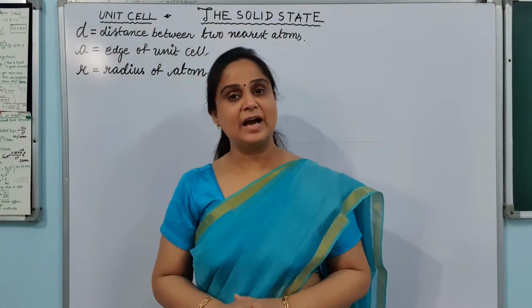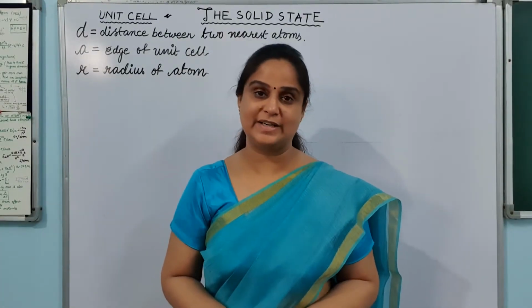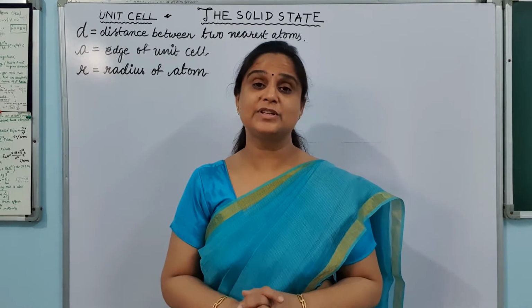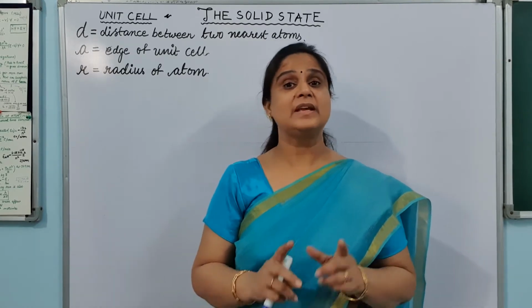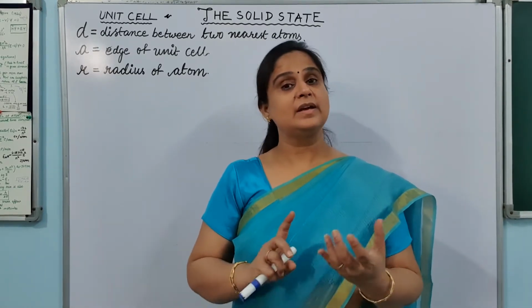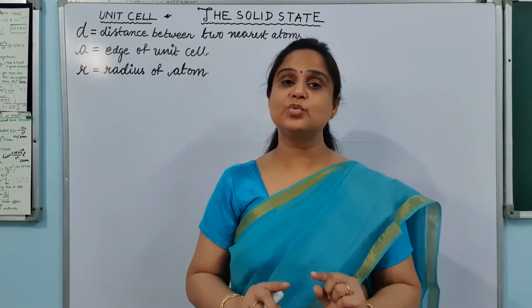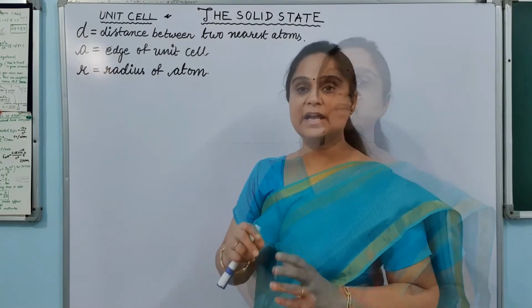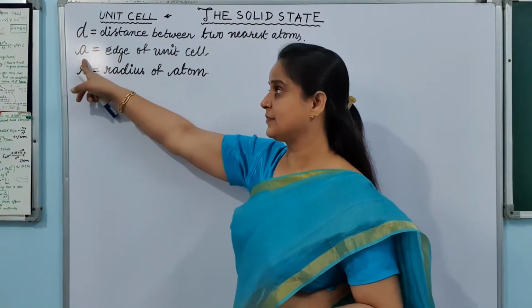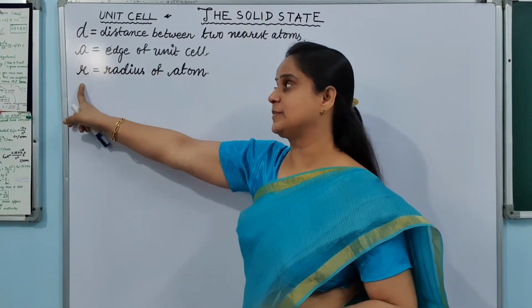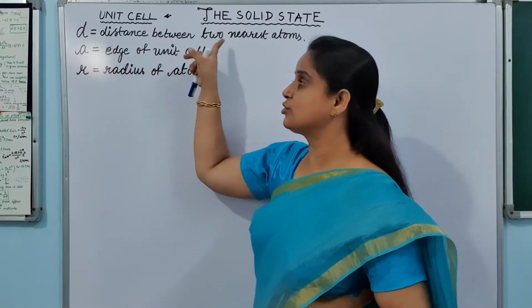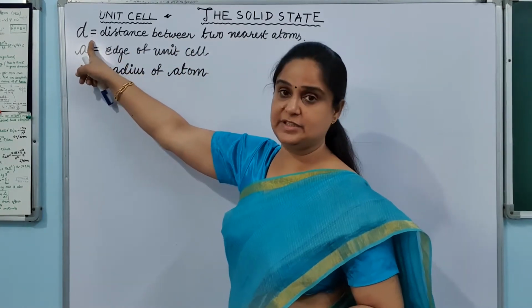Hello everyone, I am Dr. Miri and you are watching Erudite Chemistry, and today we are going to derive the relationship between the edge of the unit cell, the radius of the atom and the distance between the two nearest atoms in the unit cell. Edge of the unit cell is denoted by A, radius of the atom will be denoted by R and the distance between the two nearest atoms will be denoted by D.